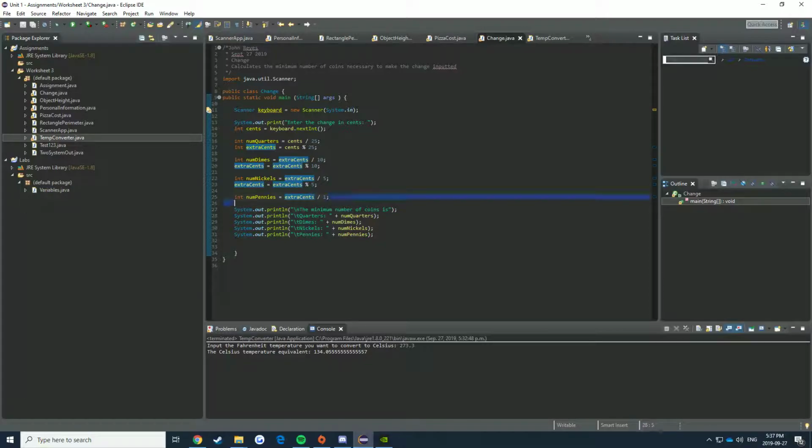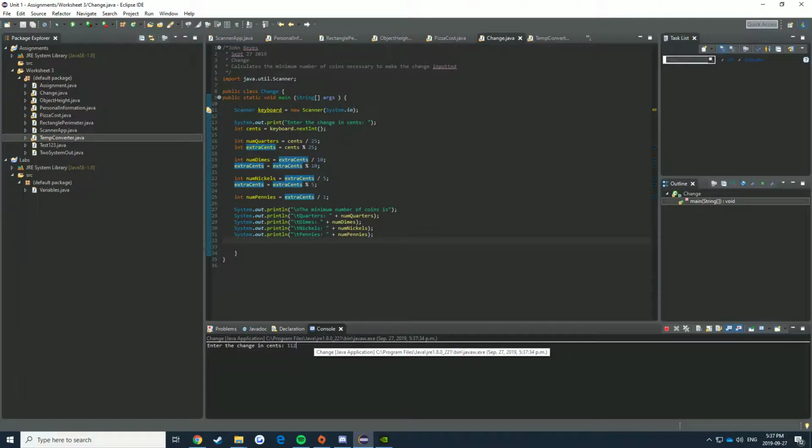So yeah, it just converts the remaining cents into pennies, and it displays it. And then here it just displays everything. And if we run it, 112, like my example, boom, 4102, just like what I said.